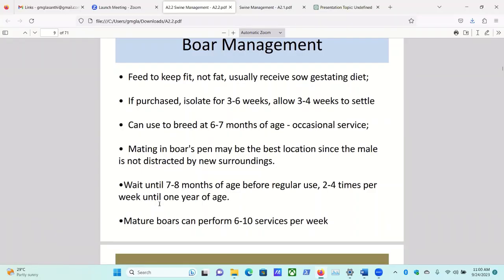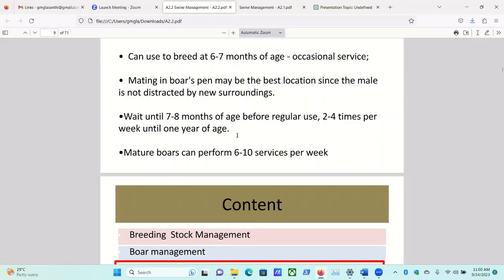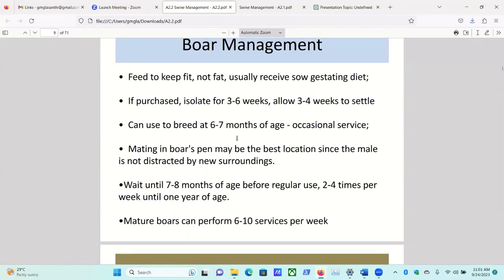After 7 to 8 months, we can take them for regular usage, normally 2 to 4 times per week. That means we can use them for 2 to 4 times breeding per week in the first year of their age. After the first year, we can use them for 6 to 10 services per week. That means we can increase the number of usage. Right? So that is how the boar should be used for breeding.